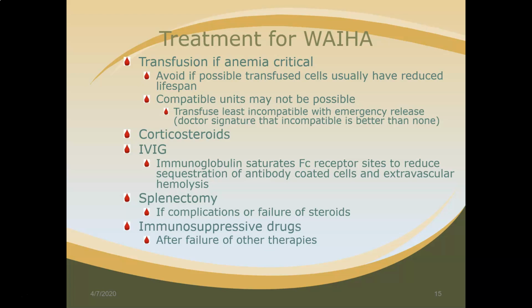So what we transfuse is what we call least incompatible. And that means that we take the units and we cross-match them, and the ones that give us the weakest reaction are the ones that we're going to give to the patient. Even though there's not necessarily a true correlation between in vitro strength and in vivo reaction, that's the best we can do. Now, because these units are incompatible, the doctor is going to have to sign an emergency release.